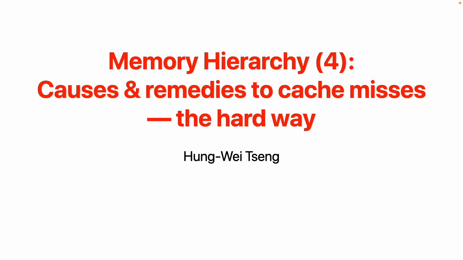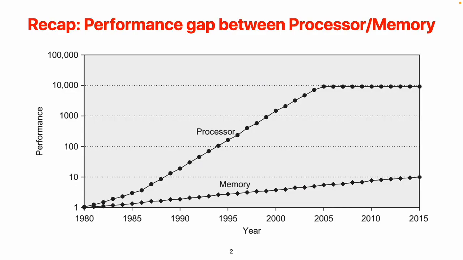All right, so today we are going to continue our discussion on memory hierarchy, and we are going to talk about the causes and remedies to cache misses. And I name it the hardware because we are going to talk about how to use hardware optimization for memory hierarchy performance. But before we start, it's always important that we put everybody on the same page.